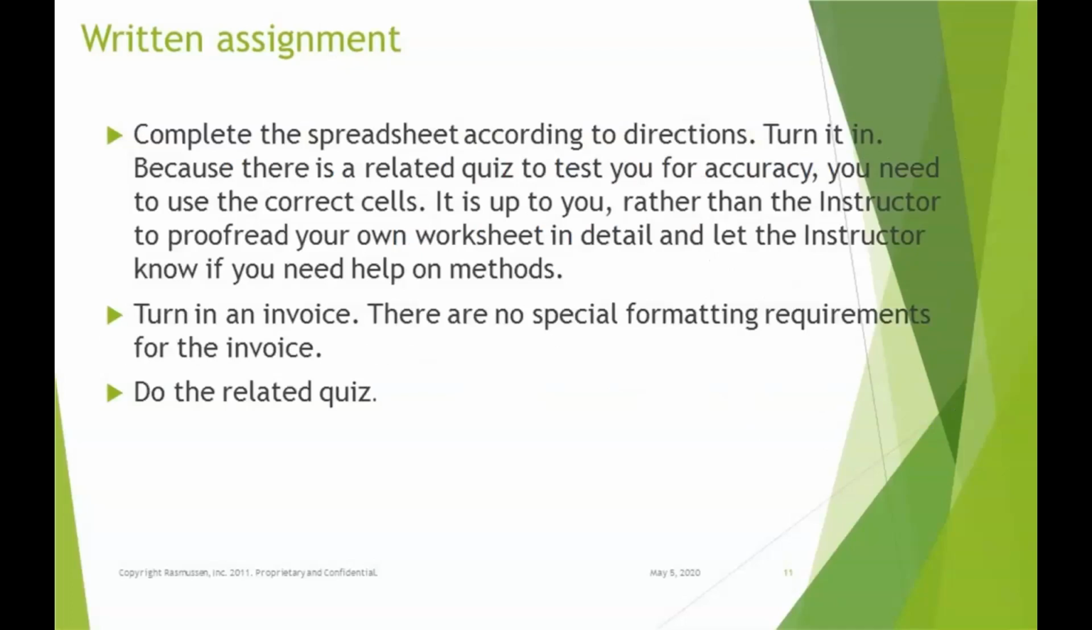For the written assignment, complete the spreadsheet according to directions and turn it in. Because there's a related quiz to test you for accuracy, you need to use the correct cells. Proofread your own worksheet in detail and let the instructor know if you need help on methods. Turn in an invoice, which is just a bill, in Microsoft Word. And then do the related quiz.